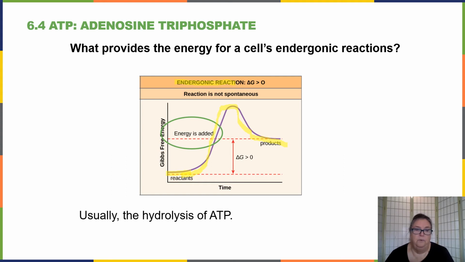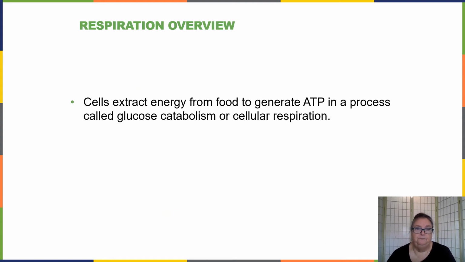And so the most common way of providing that energy to get those reactions going is by hydrolysis of ATP. So we're going to take that third phosphate off of ATP, and in doing that we'll release some energy. All right.